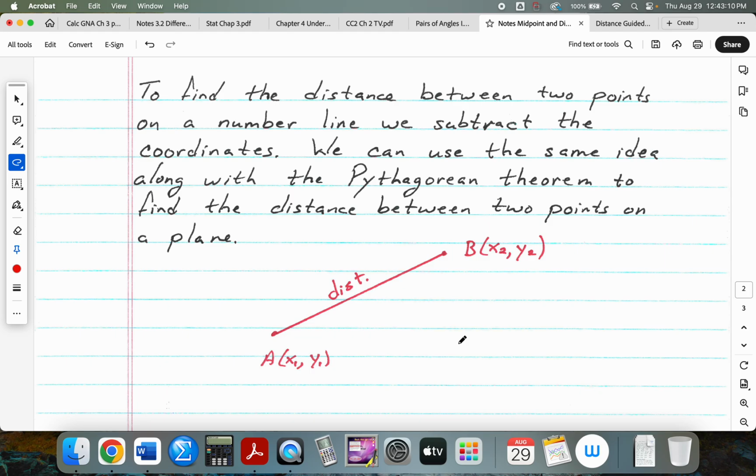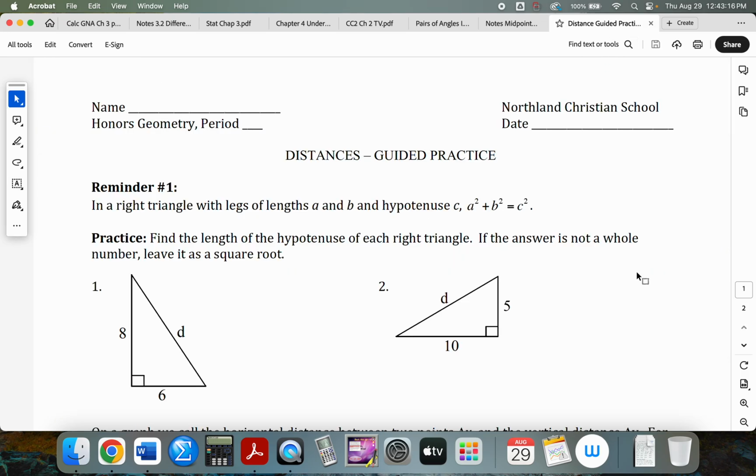So let me start by reminding you of the Pythagorean theorem. The Pythagorean theorem says that a squared plus b squared is equal to c squared if you have a right triangle and the lengths of the legs are a and b and the hypotenuse is c. All of that has to be true. If it's not a right triangle, this doesn't work.